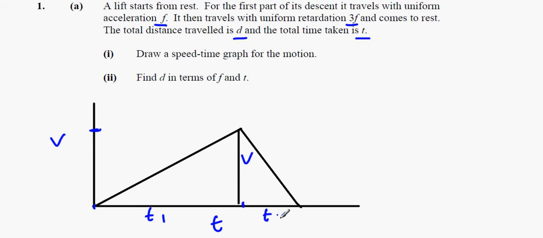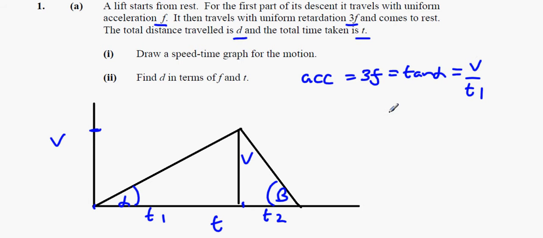Now the way we can do this is we use tan alpha and tan beta. Tan alpha and tan beta give us the acceleration and deceleration. So the acceleration, which is equal to 3f, equals tan alpha. Tan alpha is opposite over adjacent, which is v over t1. Basically 3f equals v over t1.